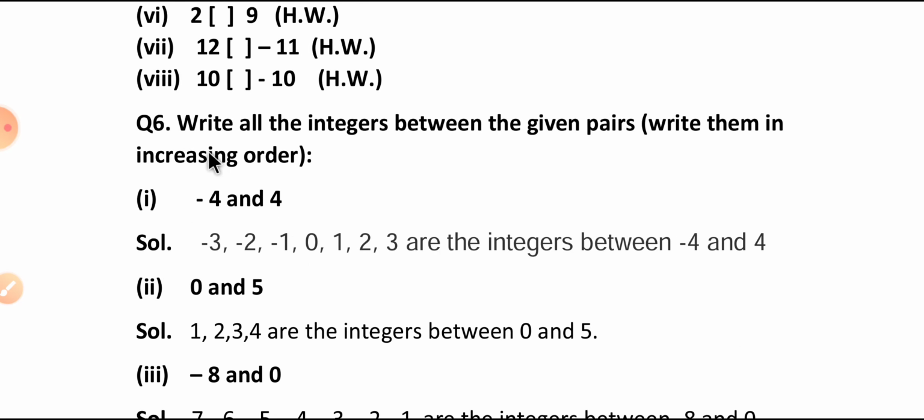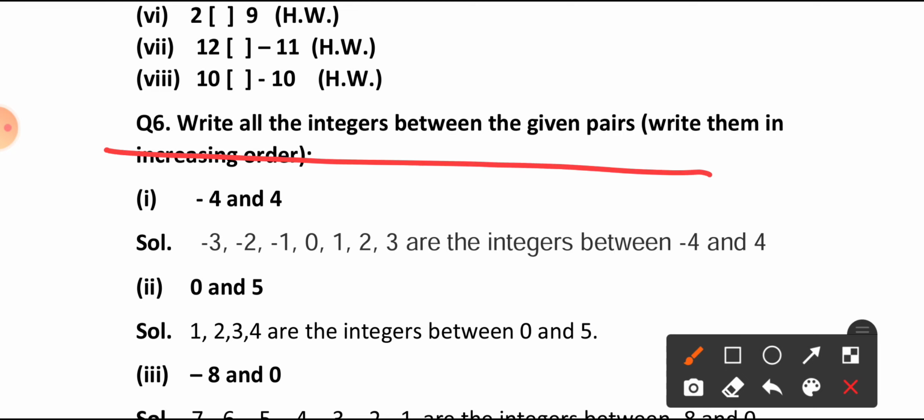Then the last question, question number 6. Write all the integers between the given pairs. Write them in increasing order. First we have to write the integers between minus 4 and 4, and we have to arrange them in increasing order also. So between minus 4 and 4, which integers come here?